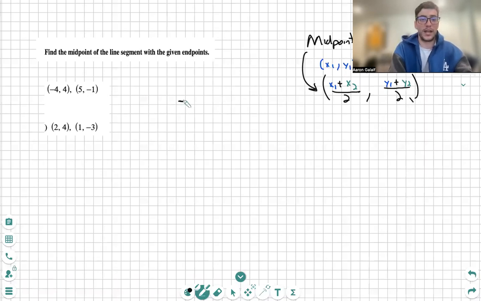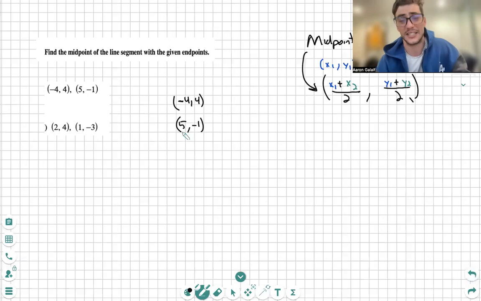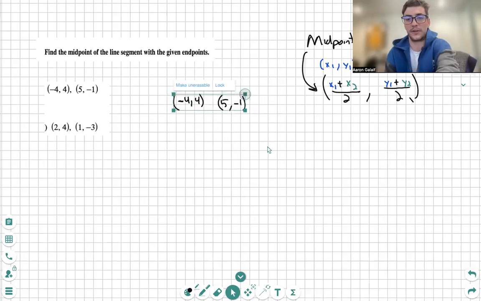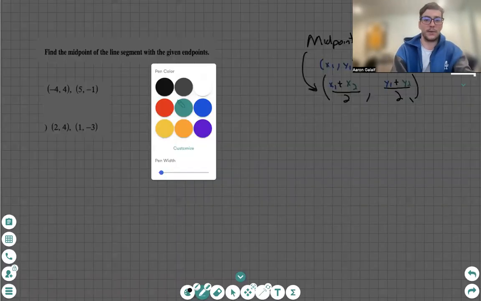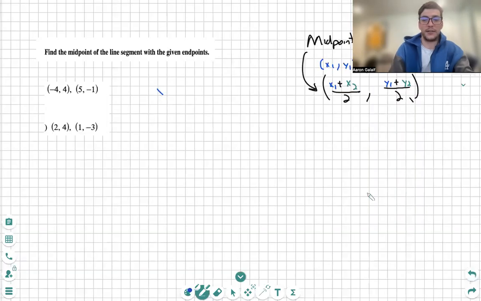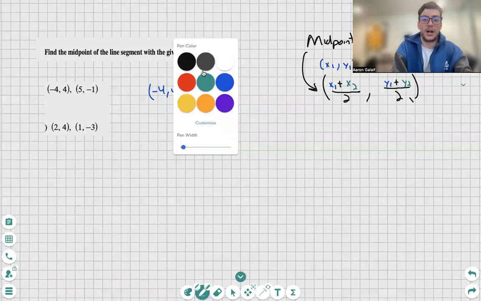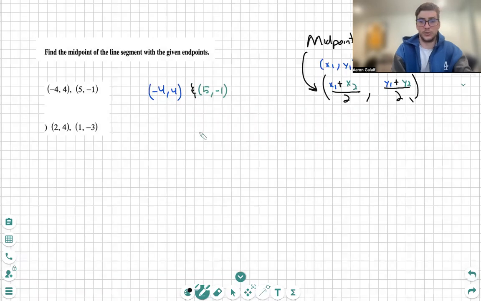For the first problem, we have -4, 4, and 5, -1. As you can see, I'm naturally going into my stack. You have to be careful if you go into stack, because when we stack, we usually subtract, and in this situation, we're adding. So I try to get away from stack method when it comes to this. Let's do -4 and 4, and we'll go green for simplicity, 5, -1. I want the midpoint to these 2 points.